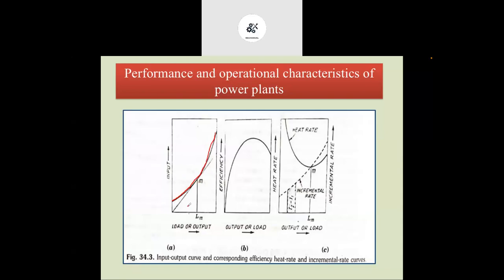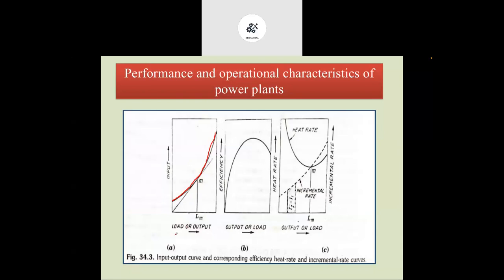Now you can see in the first graph, that is the input versus output graph. On the y-axis there is the input, on the x-axis there is the output, and as we saw, this is a parabolic curve. As we increase the output, the input required also increases. Initially the slope of the graph is less. As we increase the input, the slope of the graph increases. So it is a parabolic graph.